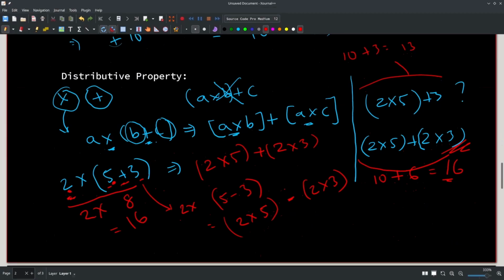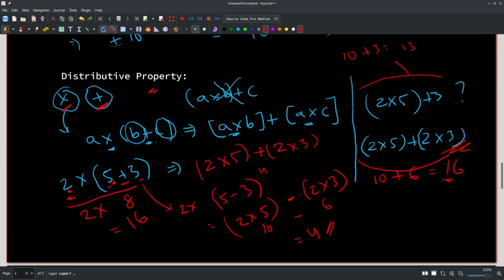So if you want to check it, 5 minus 3 is 2. 2 into 2 is 4. Let's check over here. 5 into 2, which is 10. Then 3 into 2, which is 6. 10 minus 6, you're getting 4. Hence, you have the distributive property only when you have a multiplication and a division.